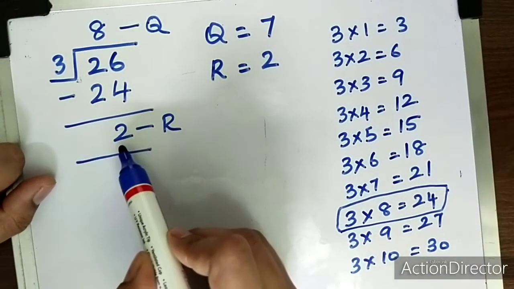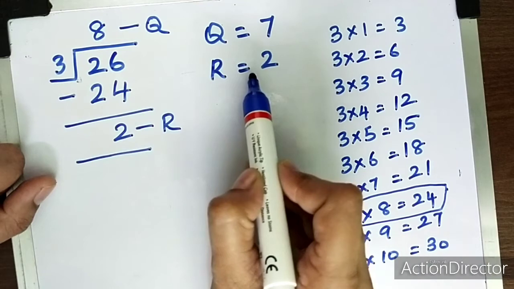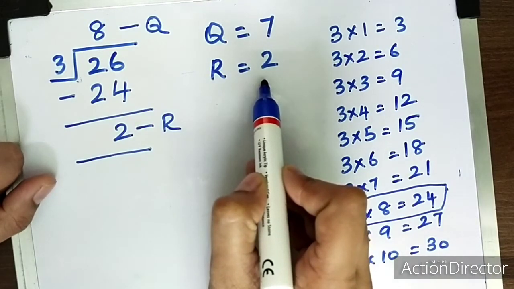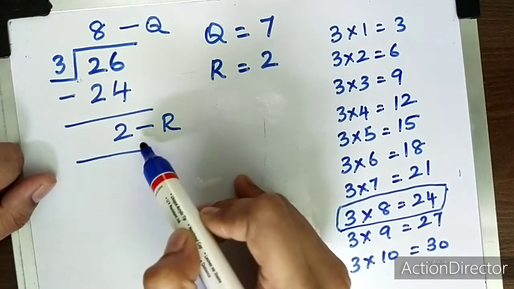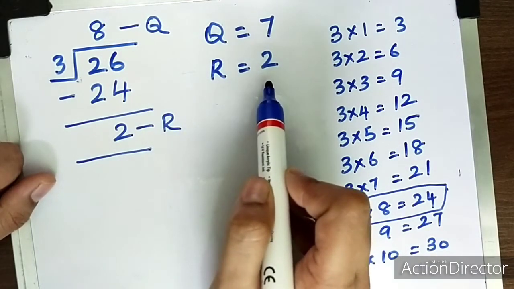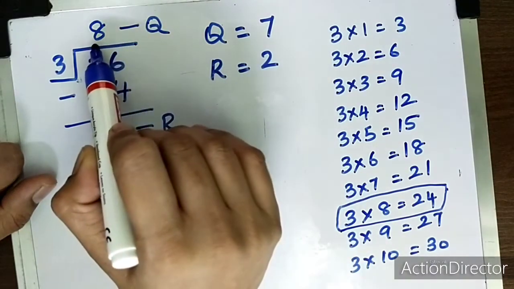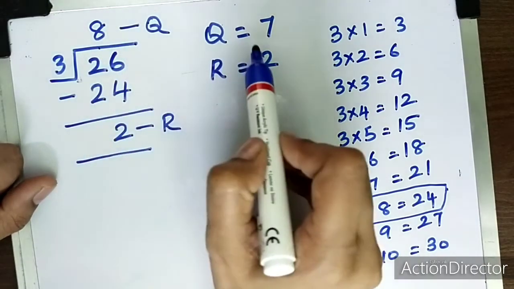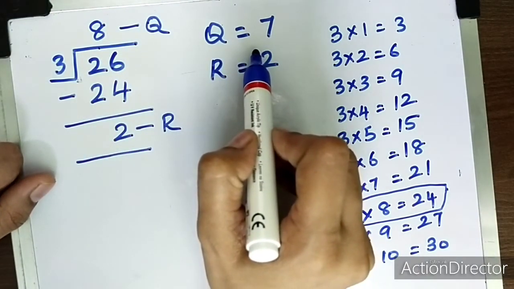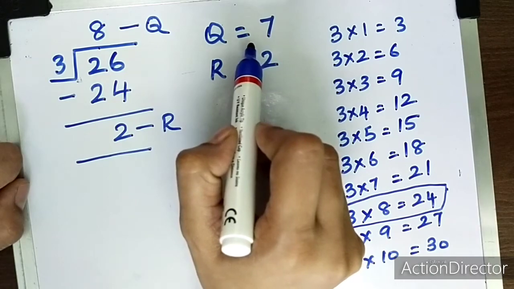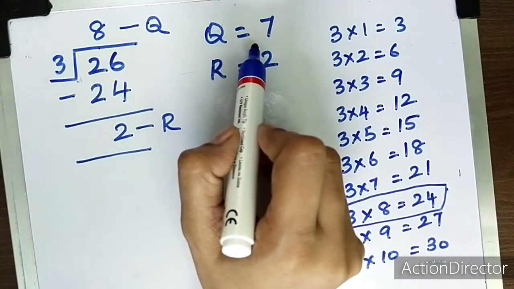See, we got 2 as the remainder. In the question also they have given 2 as the remainder. But the quotient we get is 8, while what they have given in the question is 7. We are going to check whether the quotient is correct or wrong.